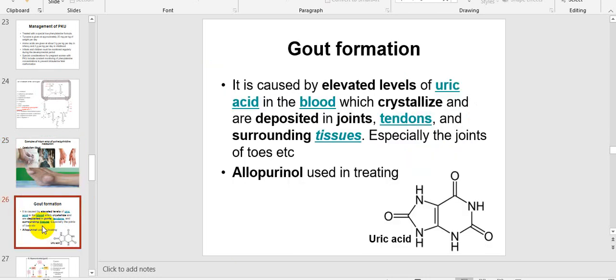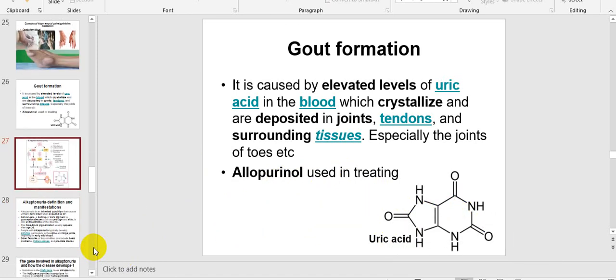So let's go through. Gout is caused by elevated levels of uric acid in the blood, which crystallize and are deposited in joints, tendons, and surrounding tissues, especially at the joints of toes. The medicine or the drug used to treat gout is called allopurinol, and this is the structure. Allopurinol. This is a uric acid structure. So we use allopurinol to treat gout. And this is the uric acid structure.